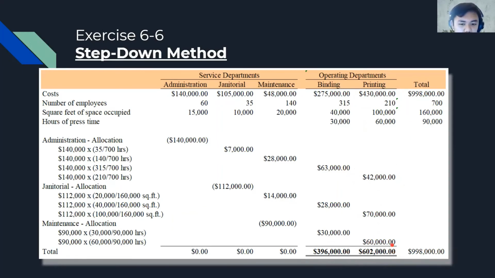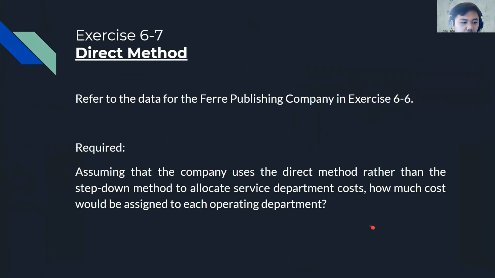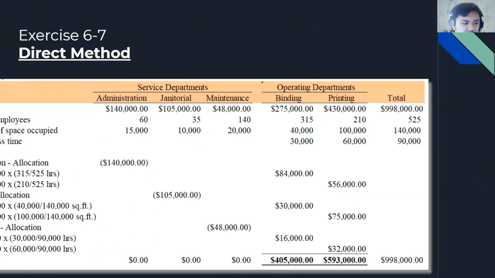So now let's proceed to the second requirement. We'll refer to the same data with the Ferry Publishing Company in 6-6, assuming that the company uses the direct method rather than the step-down method to allocate service department costs. How much cost would be assigned to each operating department? So let's proceed to the next slide.